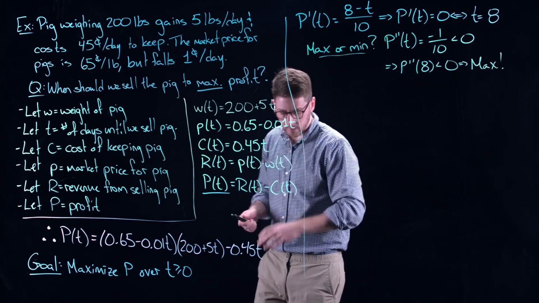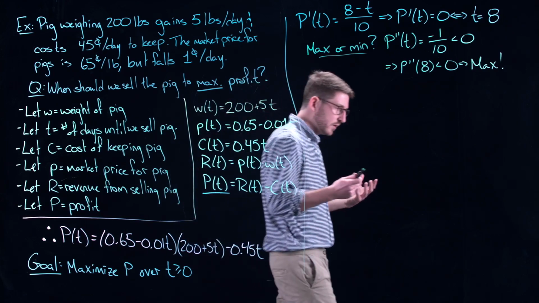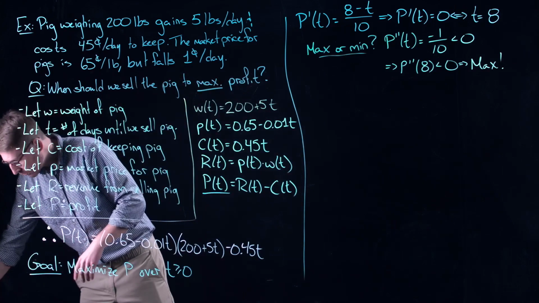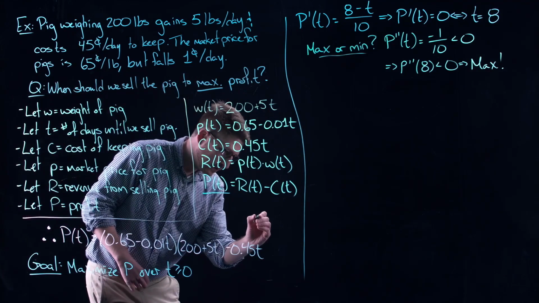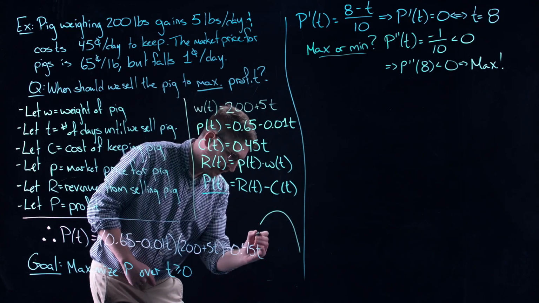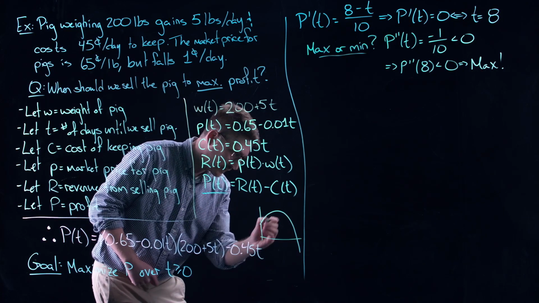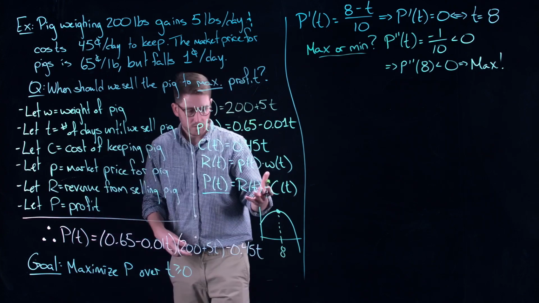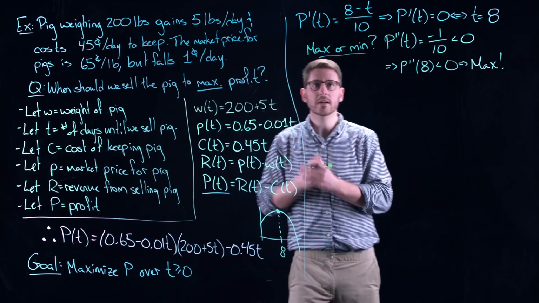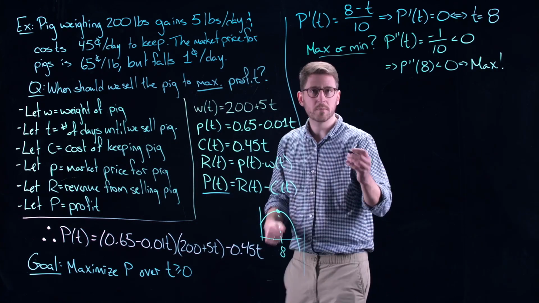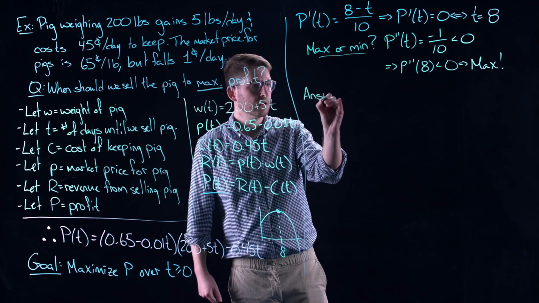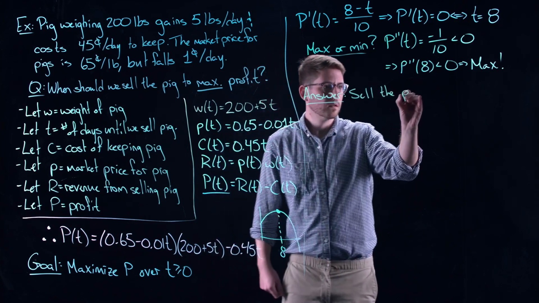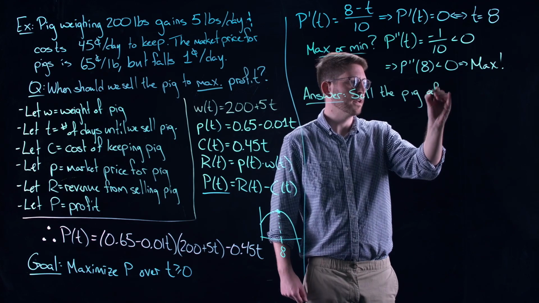We actually identified one using these old school calculus processes. In fact, this is just a simple little quadratic curve. So in some sense, it just kind of looks like this. If this is what my curve looks like, here is my maximum at 8. So clearly, I have an answer. I should sell the pig after 8 days.